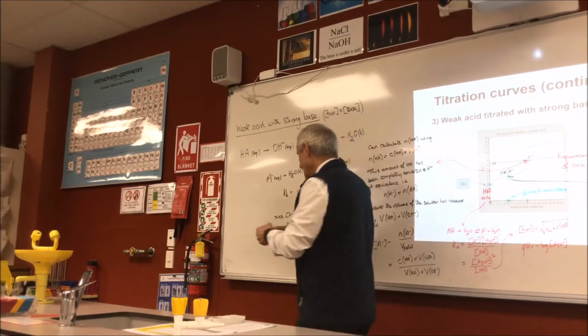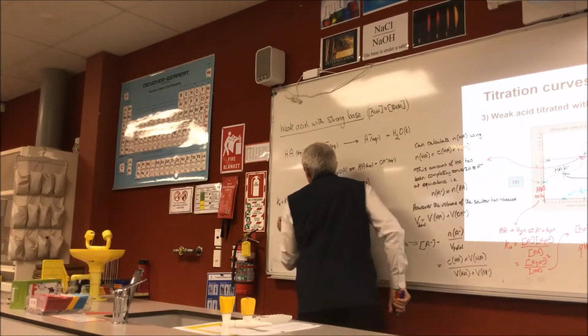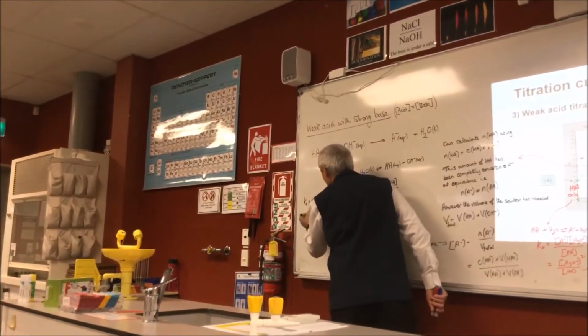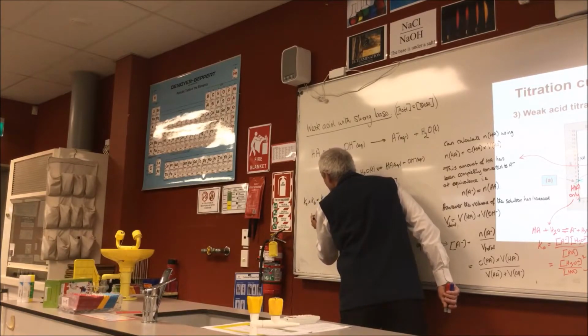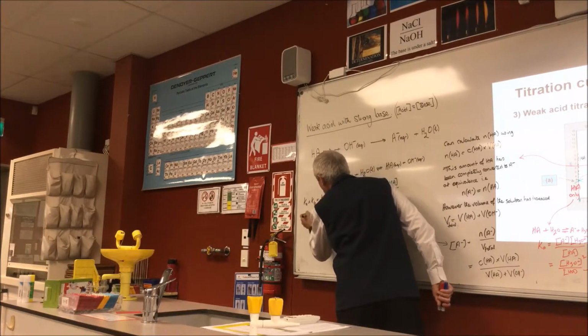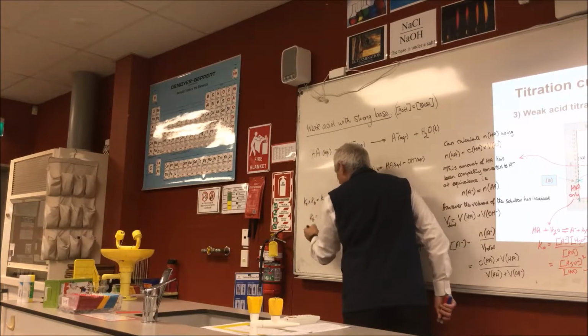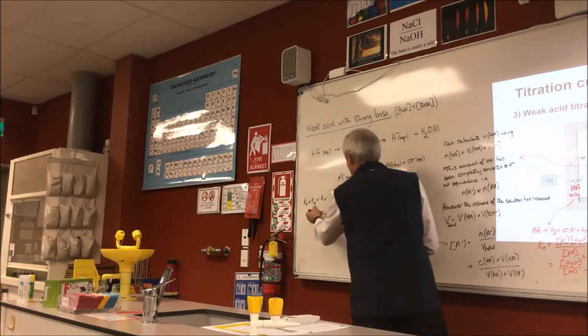Yes. Okay, so remember Ka times Kb equals Kw. Okay, we actually want Kb. Okay, so Kb is equal to Kw divided by Ka. What we can now do is substitute that here.